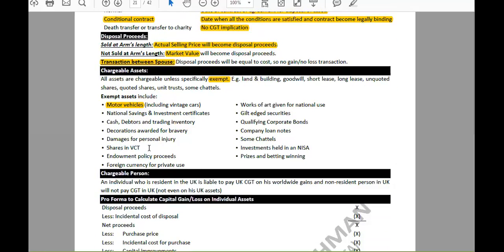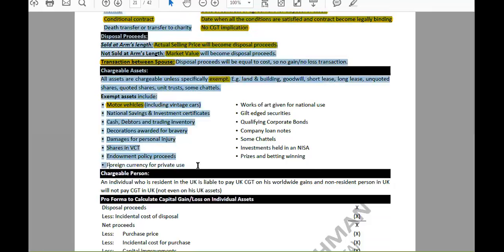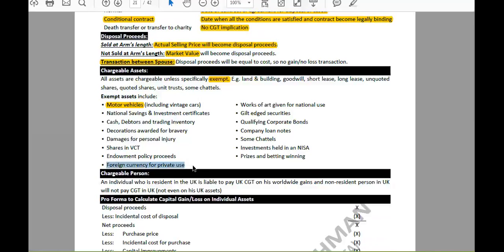Endowment policy proceeds. Endowment policy is normally a government fund for poor people. So if you are receiving anything from the endowment fund, it will be exempt. Foreign currency for private use. If you have foreign currency and you have exchange gain or loss on that foreign currency, there will be no tax on exchange gain or loss, because currency means cash and cash means current assets. So all the current assets are exempt in capital gains tax.